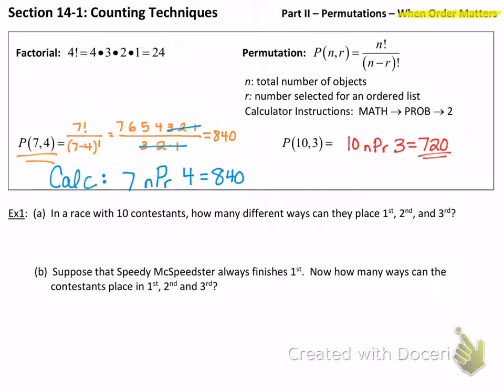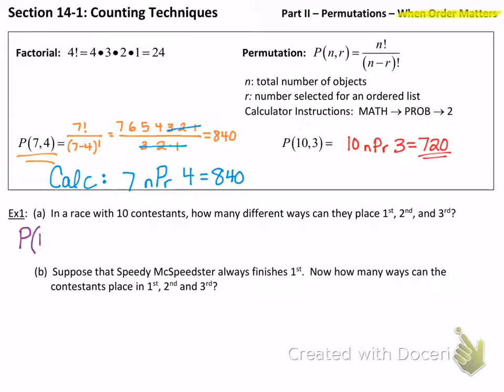So let's look at an example where order matters, and we're going to need to use a permutation. Example 1: in a race with 10 contestants, how many different ways can they place first, second, and third? Order matters because there is order in first, second, and third. You can't have someone win first and get second. That specific spot and position matters. It's not just a group of 3 people. It's specified as first, second, and third. So we're going to use a permutation.